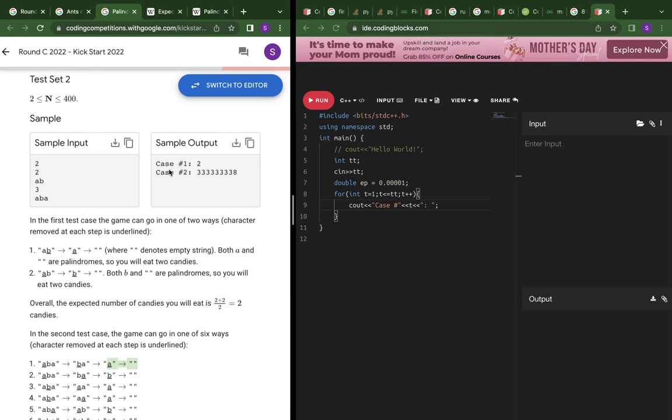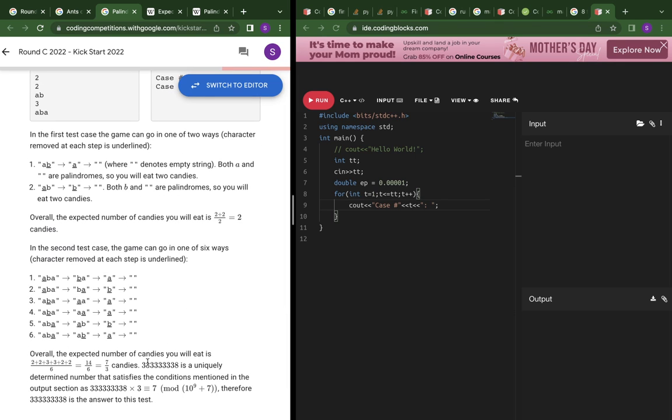Oh shit. What is this? Oh, now I see I would need a modulo.